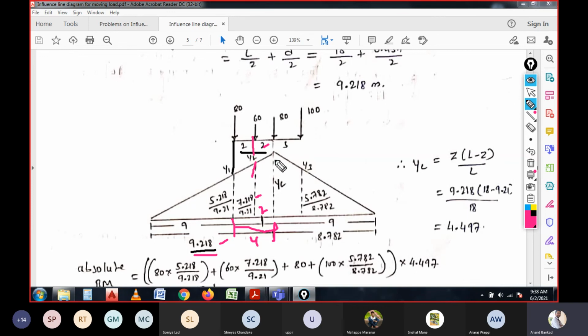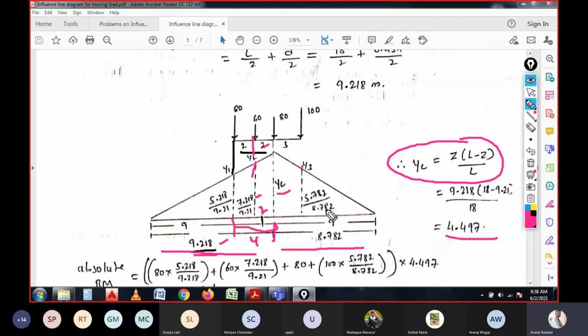And then yc is considered, c is considered as a section, because if you place the load on this section, then only you will get the maximum absolute bending moment. That is the case we are taking yc. And for bending moment, this formula we have already derived. We know this basic content, that z is nothing but the distance of this one, and the remaining distance will be this one. And here z is nothing but 9.218, and L is 18 meter. If you substitute, you will get 4.497. That is yc.